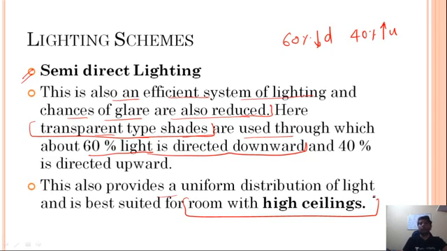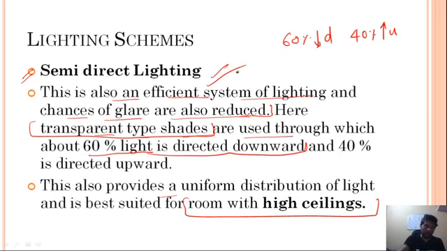Okay, so in which transparent type shade is used, in which lighting scheme 60% light is downward and 40% light is upward, and if the rooms are with high ceiling, which type of lighting scheme are you going to use? So your answer will be semi-direct lighting.